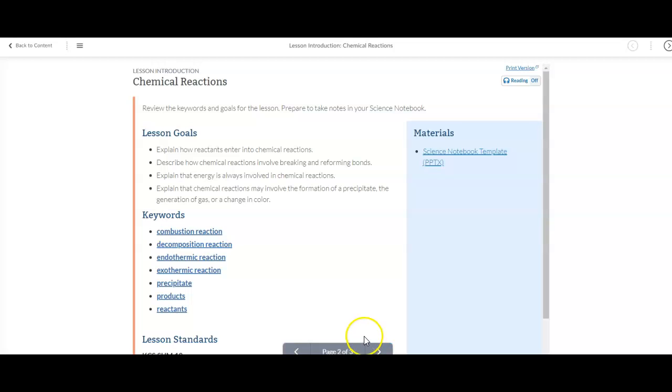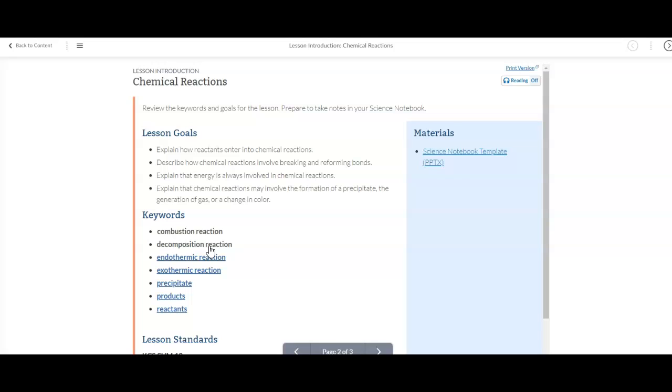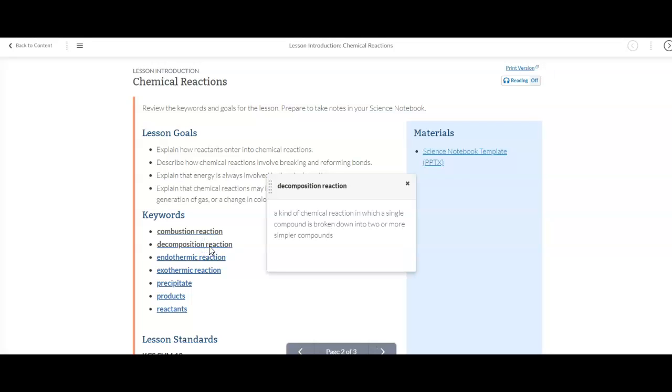All right, so we take a look at the lesson goals. Remember, this does not need to go anywhere in your notes. But there are a lot of vocabulary words that you do want in your notes. There's a lot of important words here. So combustion reaction, it's an exothermic reaction in which oxides are usually formed. A decomposition reaction. So that's a kind of chemical reaction in which a single compound is broken down.